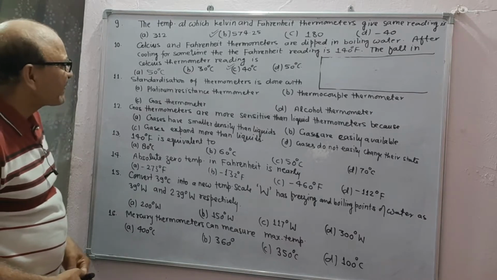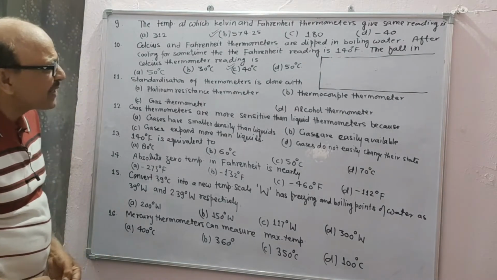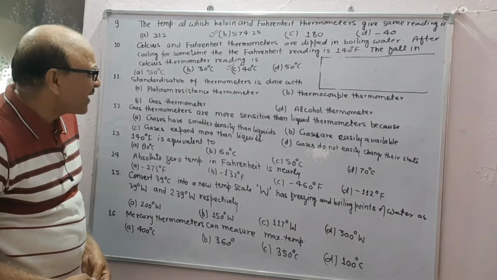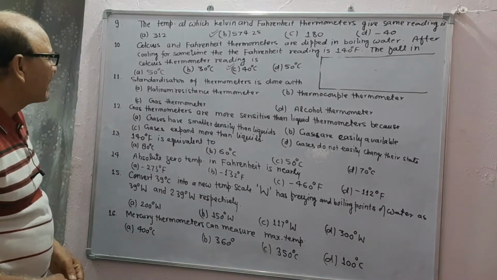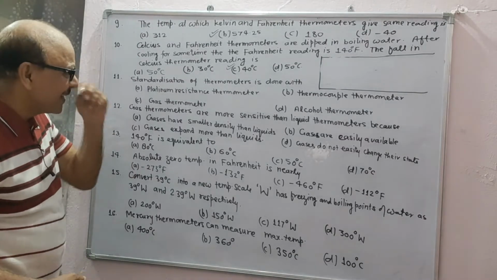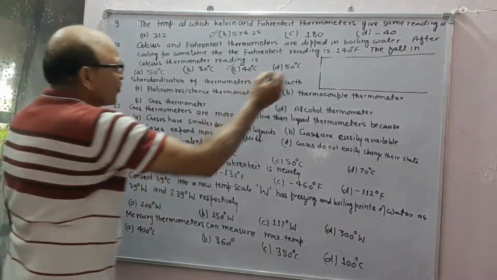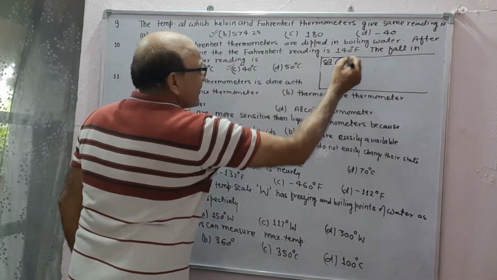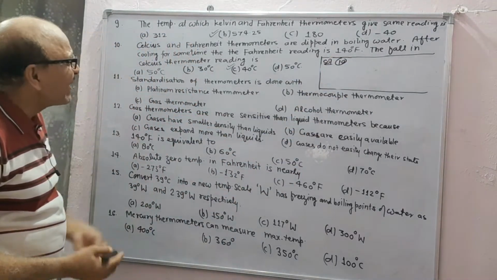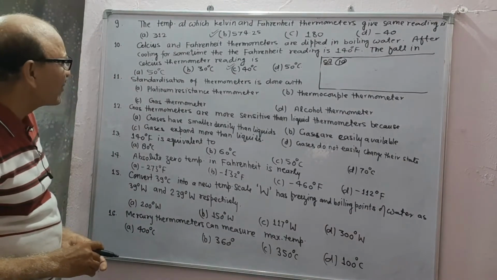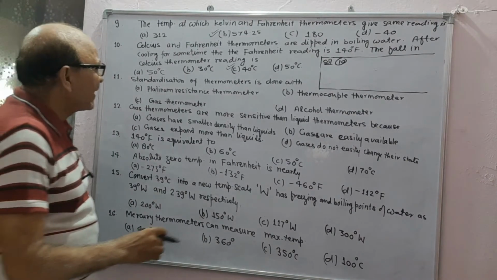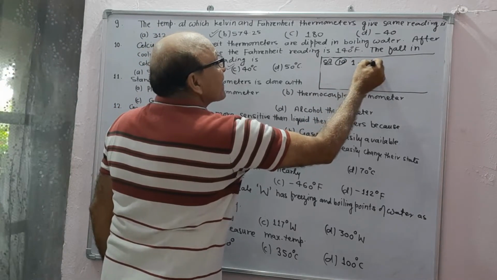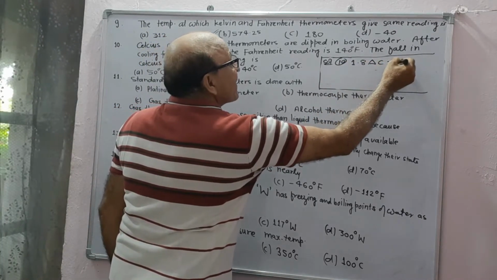After cooling for some time, the Fahrenheit reading becomes 140 Fahrenheit. Then the fall in Celsius thermometer will be. Here again, solution. Question 10. Again we use the relation 1.8 delta C is equal to delta F. So 1.8 delta C is equal to delta F.